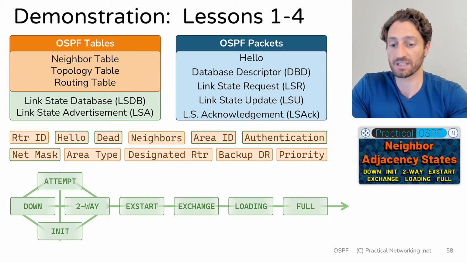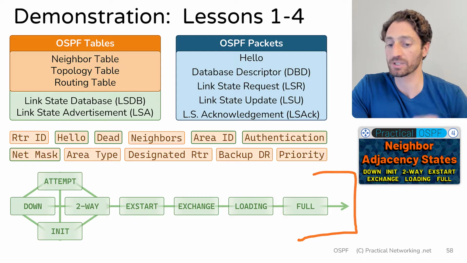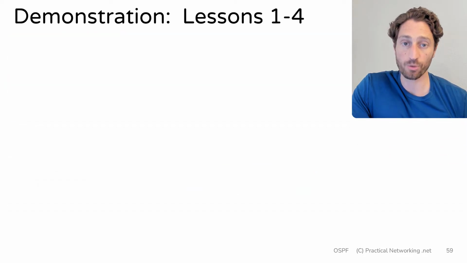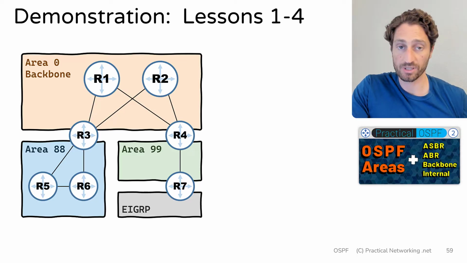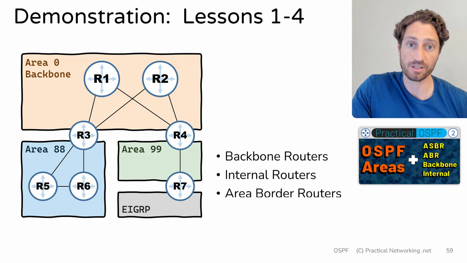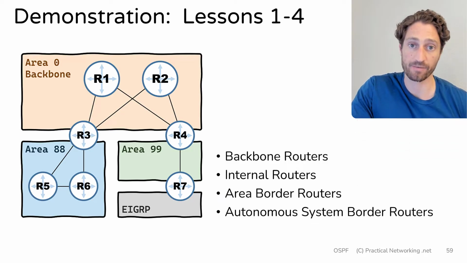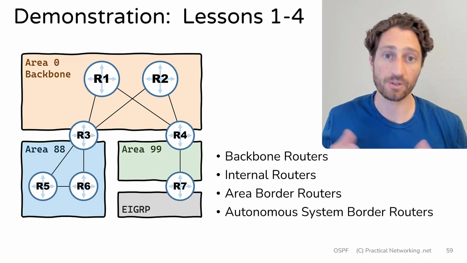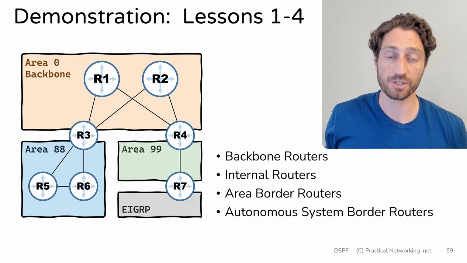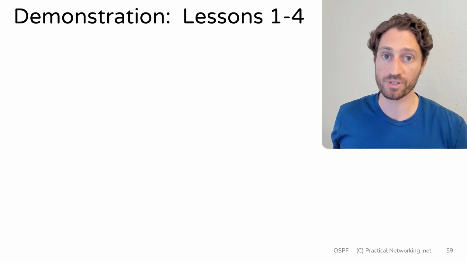We also looked at the entire neighbor adjacency sequence, and we looked at every state that is involved in the neighbor adjacency process. We, of course, also talked about OSPF areas. We discussed the idea behind OSPF areas and their purpose. And of course, that let us discuss the types of routers you'll see in OSPF. If any of that is unfamiliar to you, I'd highly recommend taking a look at the prior lessons in the series.